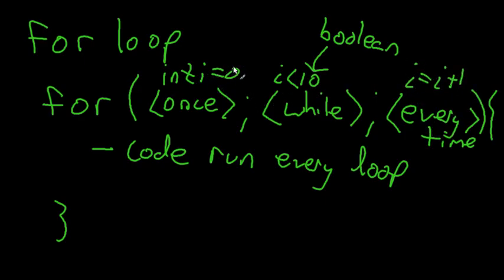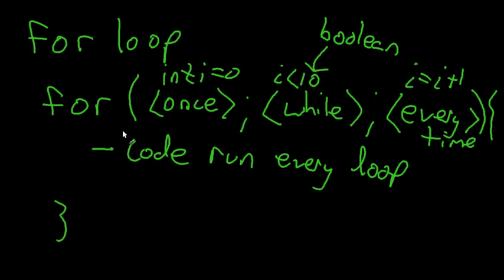So this loop would start with I equal to 0, and I is incremented every time, and it'll continue to run while I is less than 10. So it'll start with 0 and go all the way up until 9. Because when I reaches 10, this Boolean expression will be false and the loop will stop running.